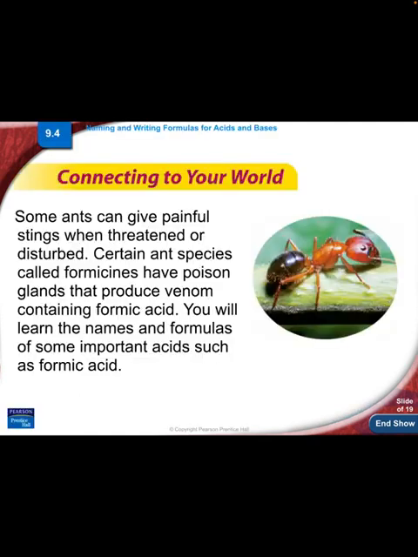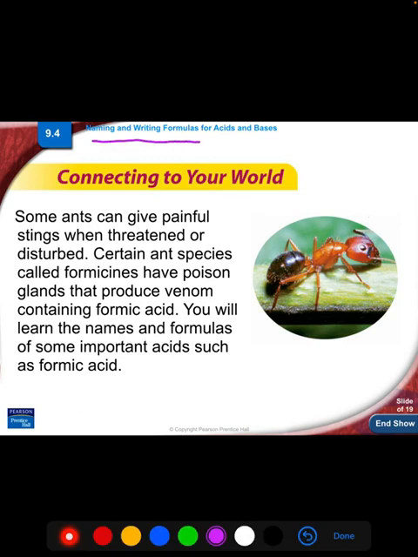But I want to discuss naming and writing formulas for acids and bases. So far, we've already done naming and writing formulas for ionic compounds, and then naming and writing formulas for covalent molecular compounds. There's some special considerations for acids and bases, and probably the worst example they could have given is the example of formic acid, because formic acid is a trivial name for this compound. It is found in the bite of fire ants.